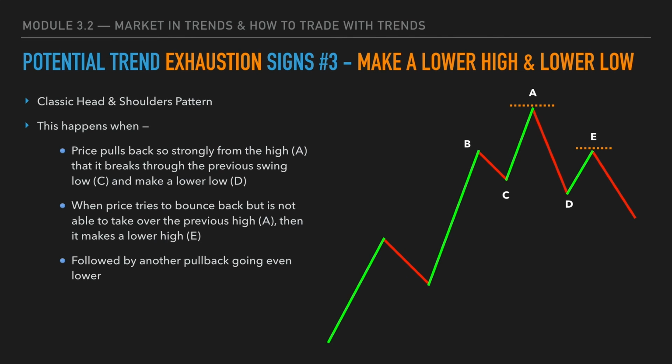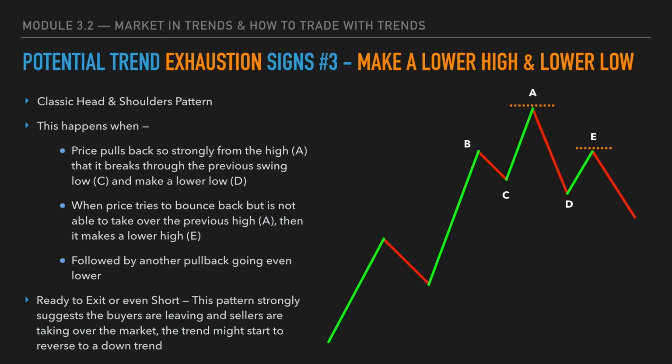This lower high is followed by another pullback that goes even lower. When this happens, it usually signals the trend will start turning in another direction. So you should get ready to exit your trade or even start shorting this market, because this pattern strongly suggests the buyers are leaving and the sellers are taking over the market. The trend might start to reverse to a downtrend.